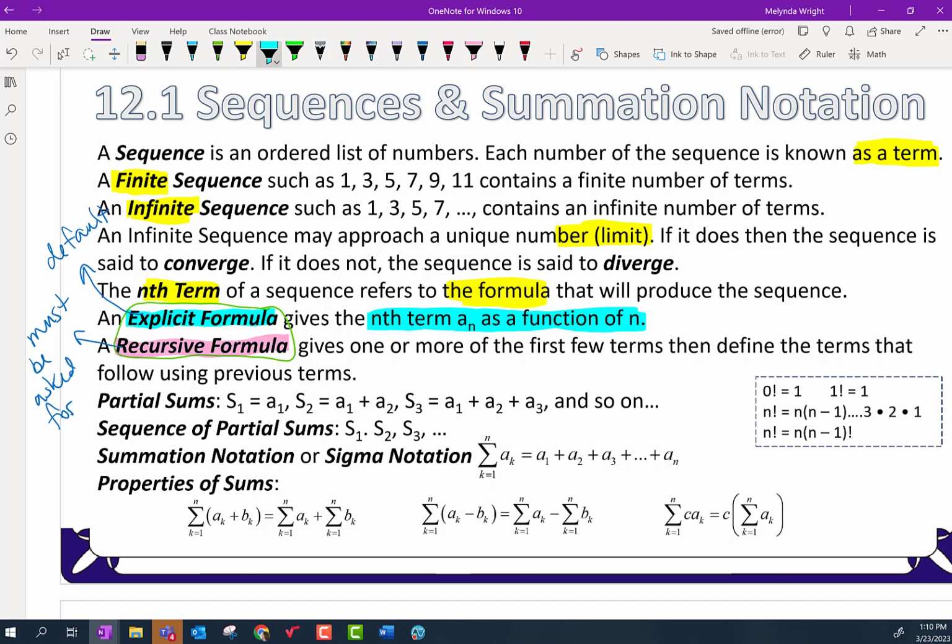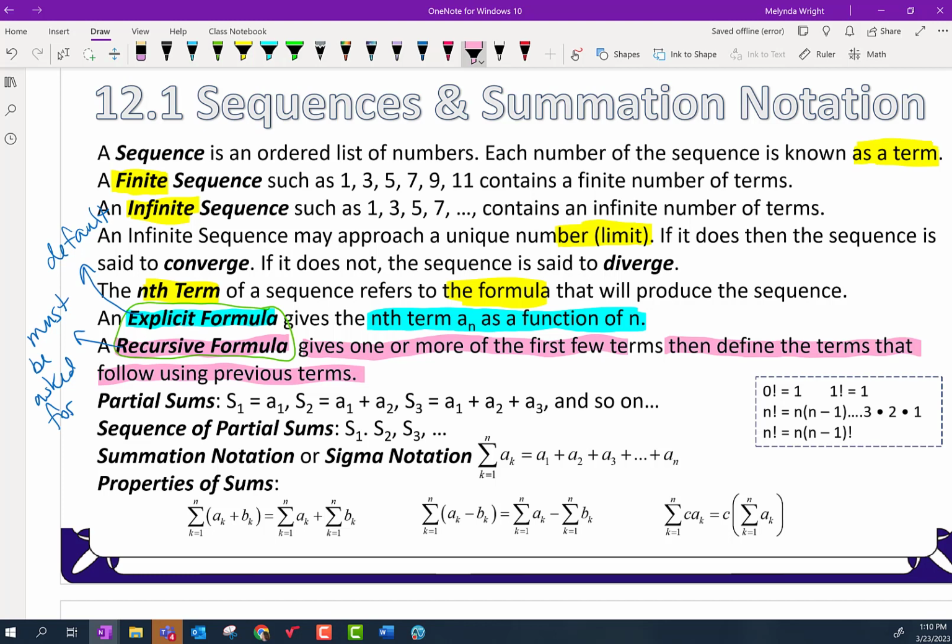A recursive formula is a very specialized formula. It gives one or more of the first few terms. It lists them. So it gives one or more of the first few terms, and then it defines the terms that follow using the previous terms. This is a very specialized kind of formula. We would only write it if we were asked to. Okay, so two different kinds of formulas. Any questions on that so far?